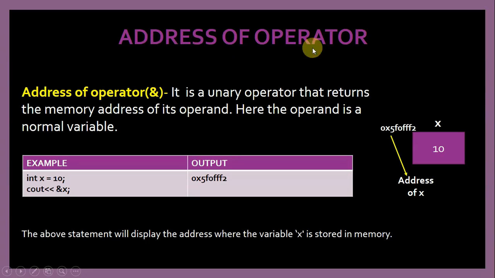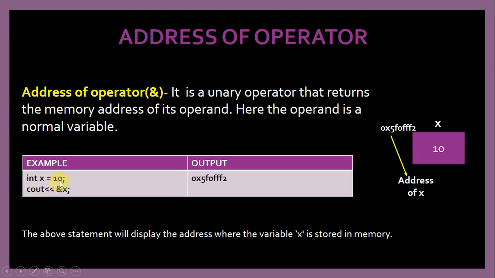Now the address of operator. The address of operator is represented by the symbol ampersand. It is a unary operator and it returns the memory address of its operand. And here the operand is a normal variable. So let us look at the example.